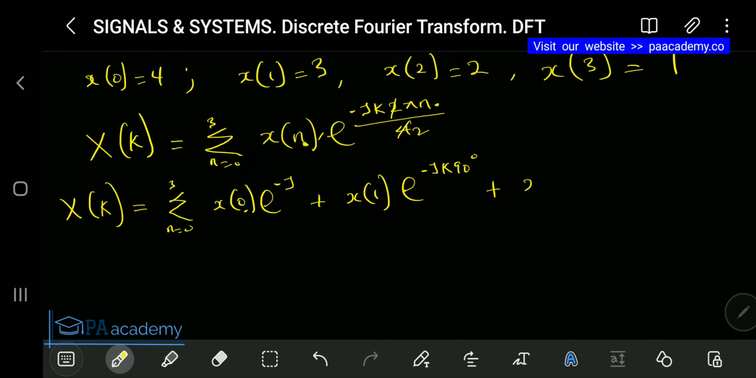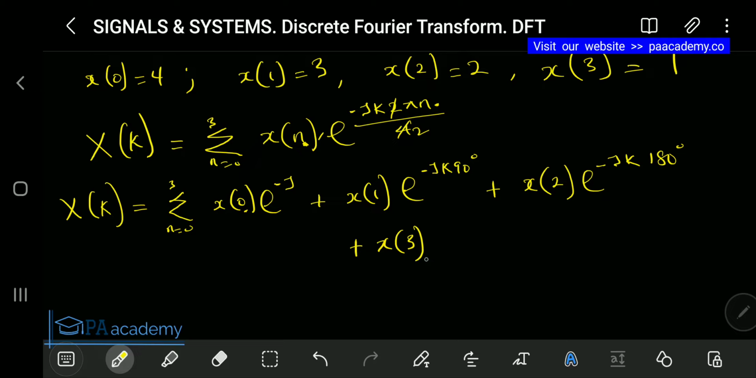So plus x of 2 exponential. Now our n is 2. So that means this n here is now 2. So what do we do? Since the n is already 2, let me just write it again. That means this n is already 2 for x of 2. It can cancel this 2 that we have at the denominator. So if you are to write it, we'll be left with minus j, k, and then pi. That's this pi. So our pi is 180. So let's go ahead and just write it 180 degrees. Then plus x of 3.